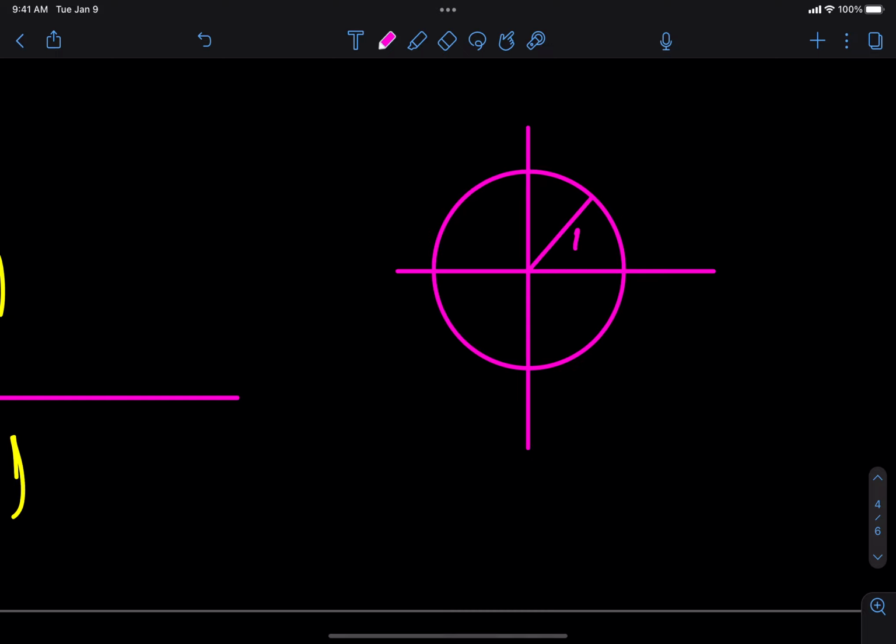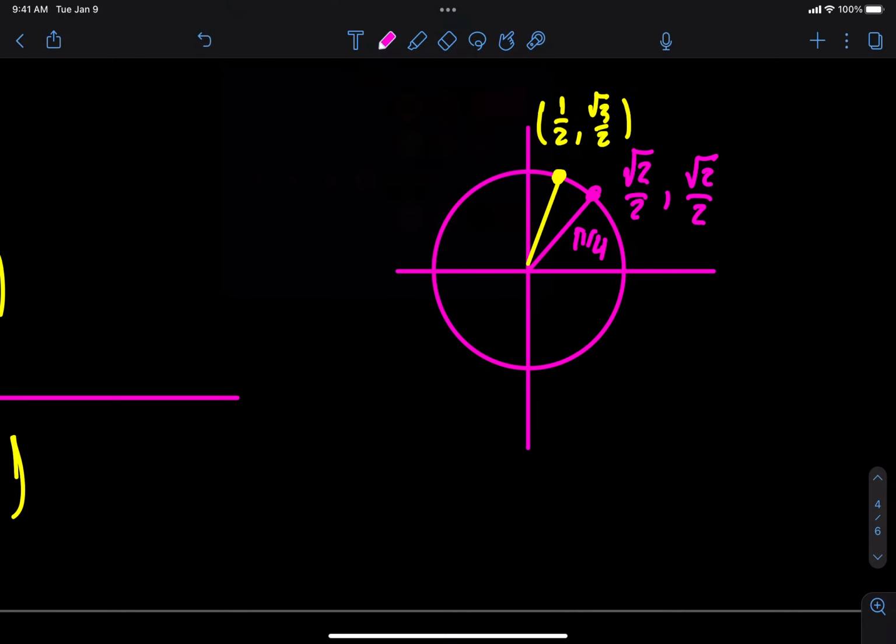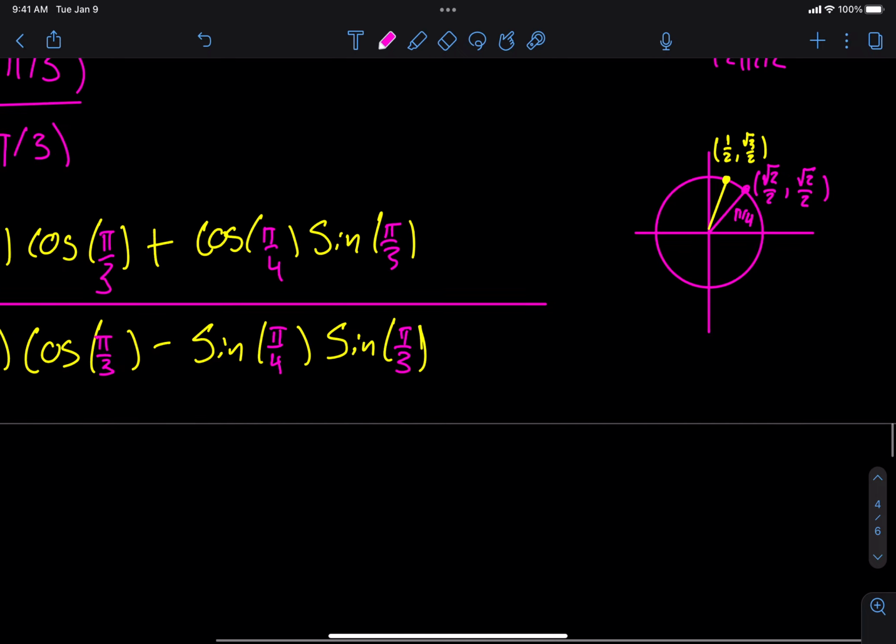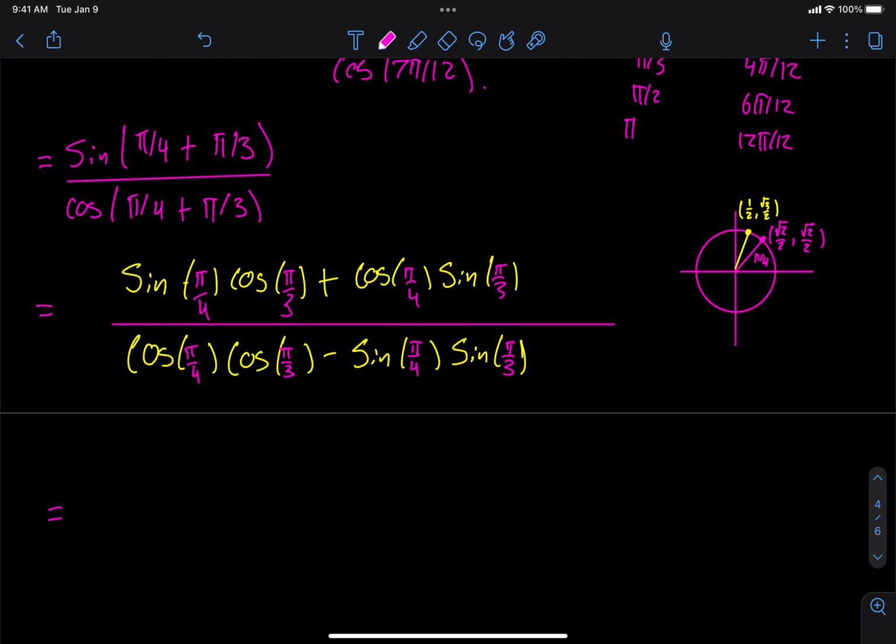Here's pi over 4. Points at the point root 2 over 2, comma root 2 over 2. And then pi over 3 is bigger than that. Okay, and it points at a point where the x value is 1/2 and the y value is root 3 over 2. Okay, so we're going to use those points to determine what is sine of pi over 4, cosine pi over 3, and so on. So all of the ones with pi over 4 are going to be the same, actually. Okay, so it's going to be root 2 over 2 times cosine of pi over 3. Cosine is the x value, so I'm getting 1/2.